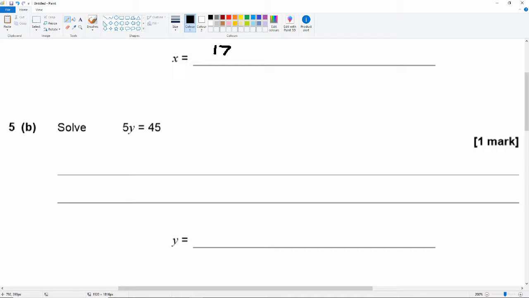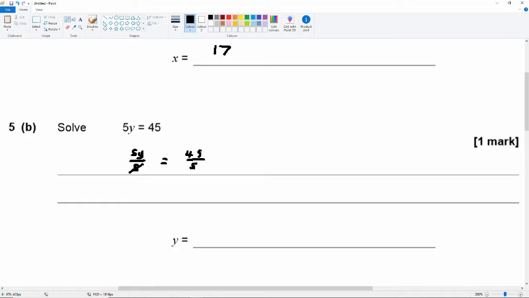Okay, picking up in part B, it says solve 5y is equal to 45. Well, again, whatever we do to one side of an equation, we must do the same thing to the other side. So if we're going to get y on its own, we really need to divide by 5. So 5y divided by 5 is equal to 45 divided by 5.